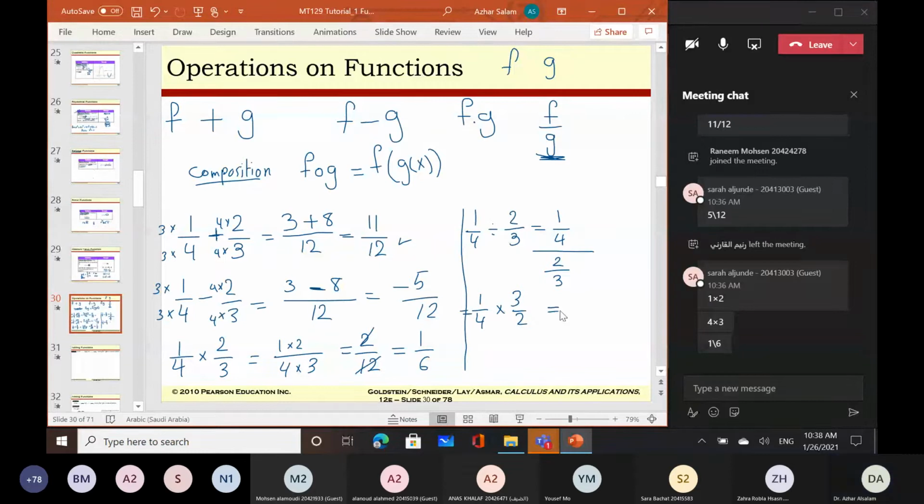Then I make the multiplication here: 3 over 8. It's just like that. For the division, I multiply by the reciprocal of the divisor. This was the recall for the operations between rational numbers. It will be the same for functions.